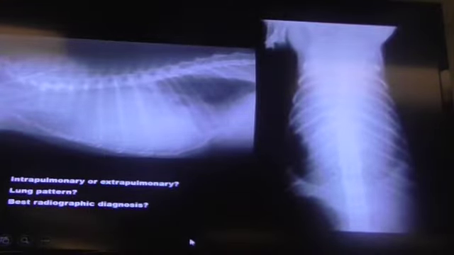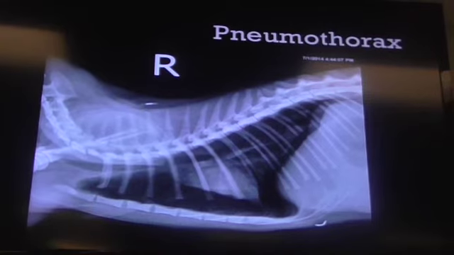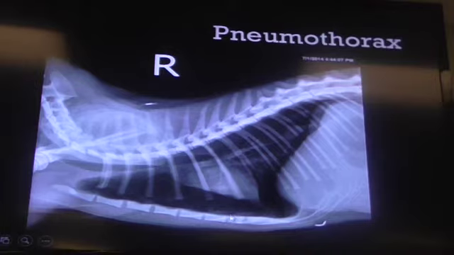What the deuce is this? Before we go back. Okay, you got it? Ventrally, by the apex of the heart, cranial to the apex of the heart, a little donut-shaped thing. Sorry.